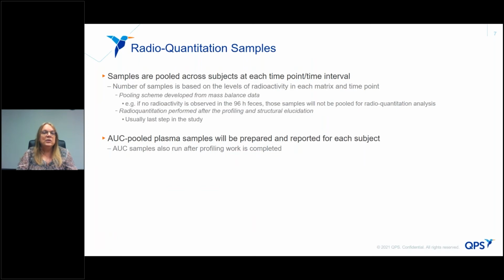The radio-quantitation samples are pooled across subjects at each time point, and the number of samples is based on the levels of radioactivity in each matrix and time point. And the pooling scheme, you will get when we do the analytical protocol, you will see the pooling scheme that is going to be used for your samples. The radio-quantitation is performed after the profiling and structural elucidation, and it's generally one of the last steps in this study. The AUC pooled plasma samples are prepared and reported at this point also. They're also done after the profiling work.